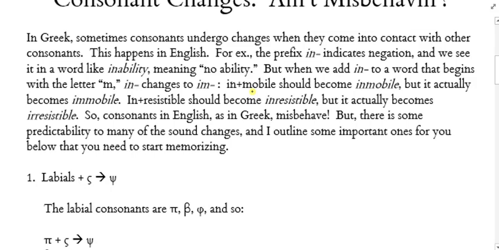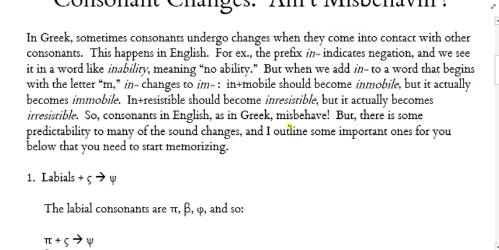Assimilation. I love the Borg in Star Trek. Assimilation. That's what they do. Resistance is futile. You will be assimilated. And so the N assimilates to the consonant after it and becomes a copy of it. Immobile, immobile. And it happens not just with M's. Irresistible comes from in plus resistible. So that N becomes an R.